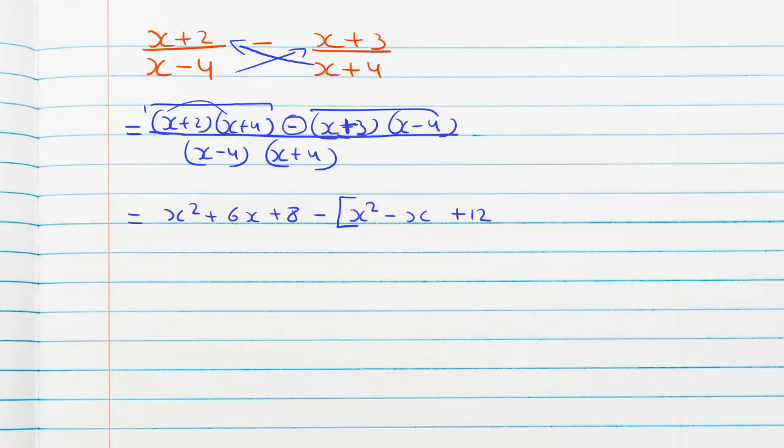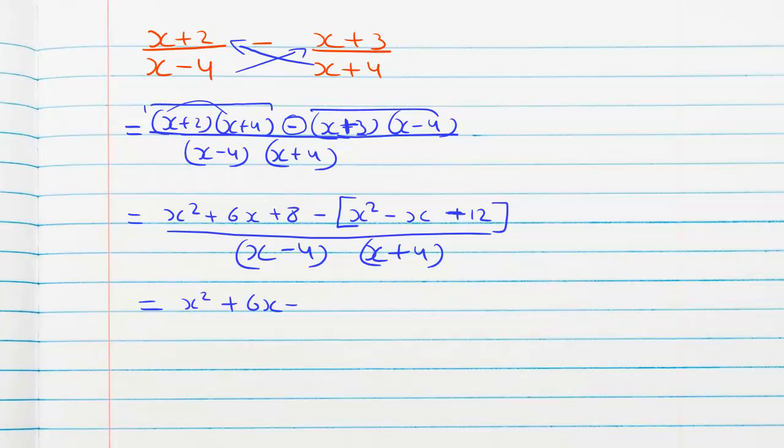Okay, and now this will be also negative, yes. Okay, and the denominator is still the same. We have x minus 4 times x plus 4. Now we will simplify everything. We have x squared plus 6x plus 8.